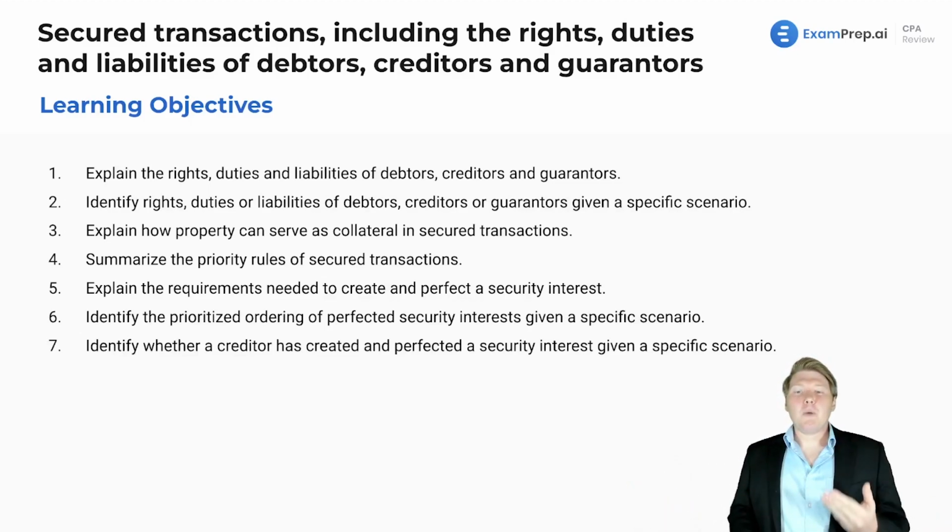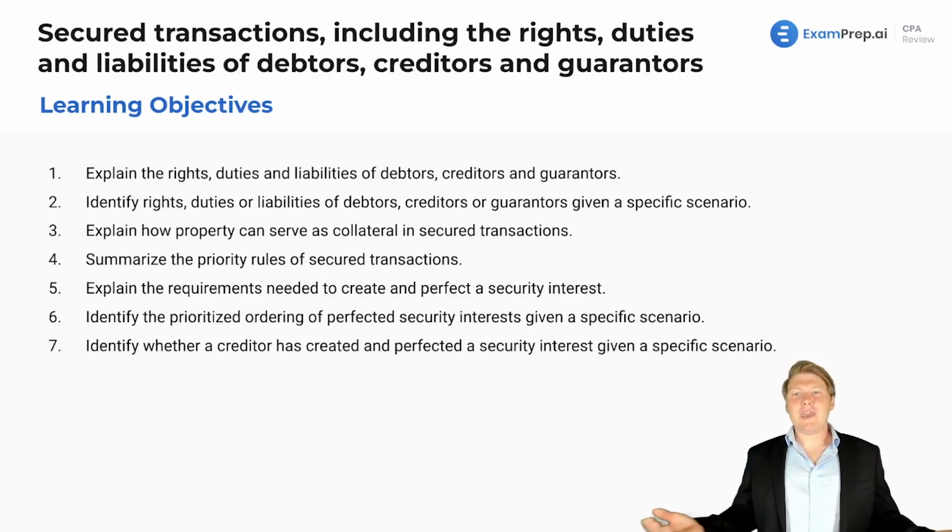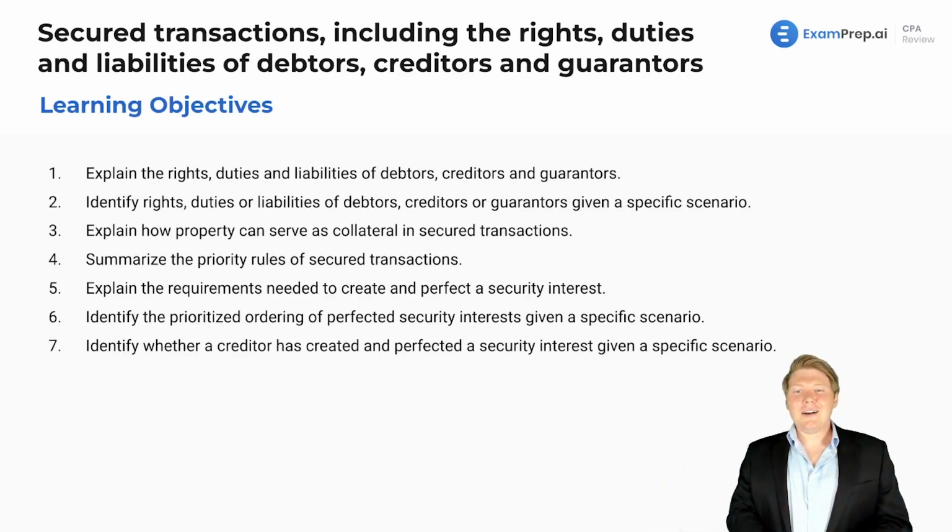We also want to explain how property can serve as collateral in secure transactions. Simply put, you got a mortgage. That's a secure transaction because your house is collateral. If you don't pay the mortgage, the bank is going to come in. That's not your house anymore. Or maybe it never was, depending on the equity you have in it. It's a whole other topic.